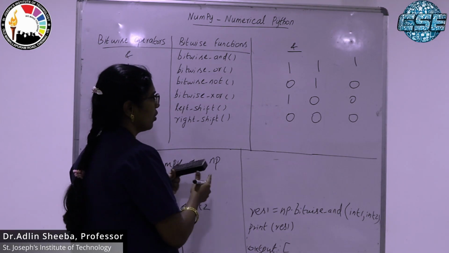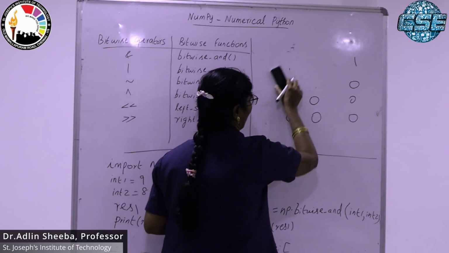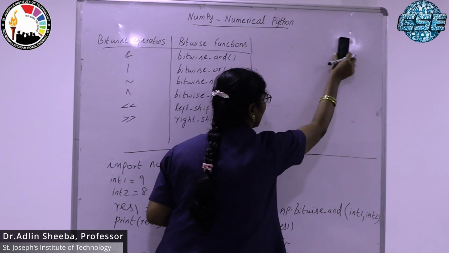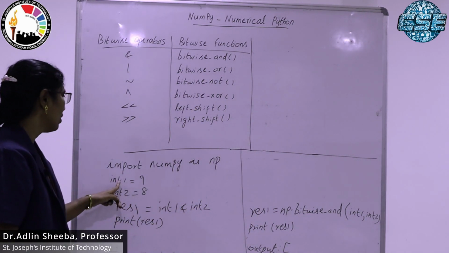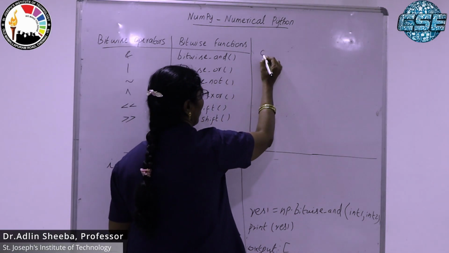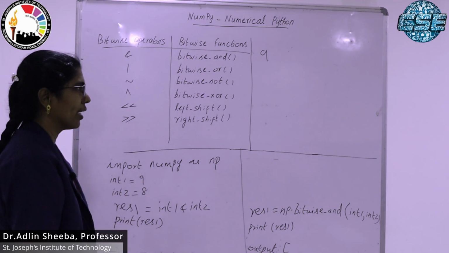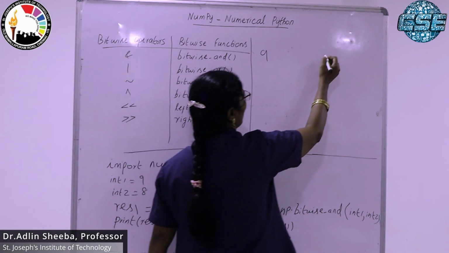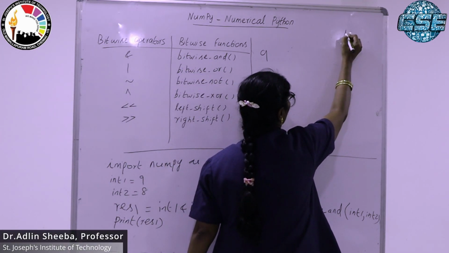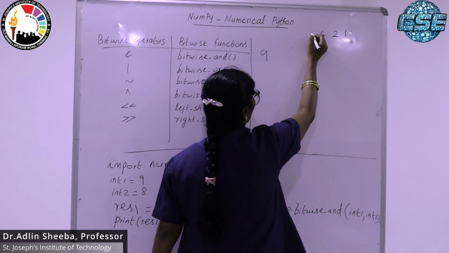Already we know the truth table. If both values are 1, then only the result is 1. So now we can write this. The first one is the number 9. This is a decimal number, and we can write it in binary. Before that, we know 2 power 0 is 1, 2 power 1 is 2, 2 power 2 is 4, and this one is 8.